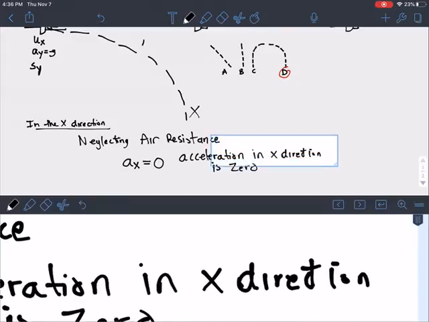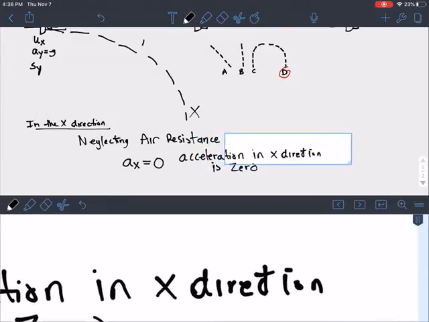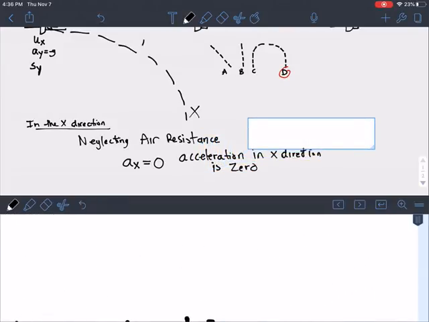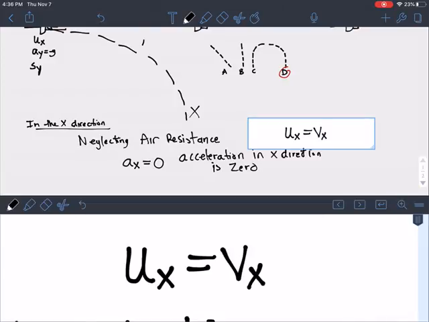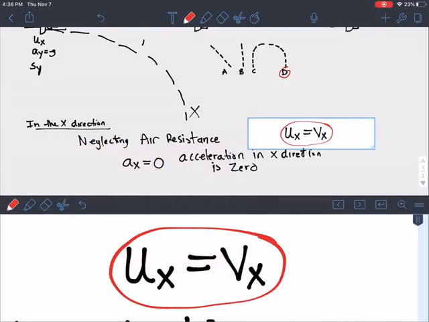So if we're not accelerating, in other words, we're not speeding up or slowing down, then that means that UX, or initial velocity in the X direction, is equal to, and will always be equal to, final velocity in the X direction. Right, so this is always true. Very important. All right. Now, in the real world, is this true? No. But for our problems, UX will always be equal to VX.